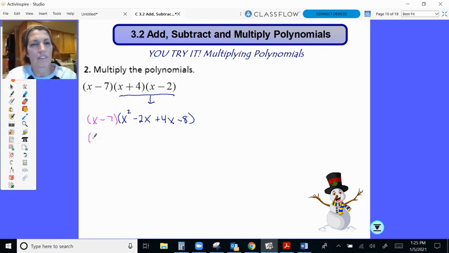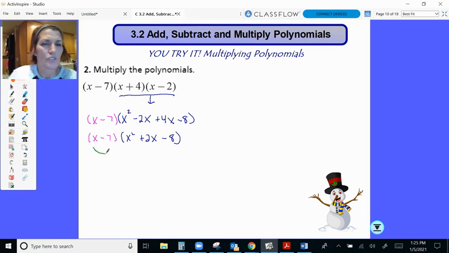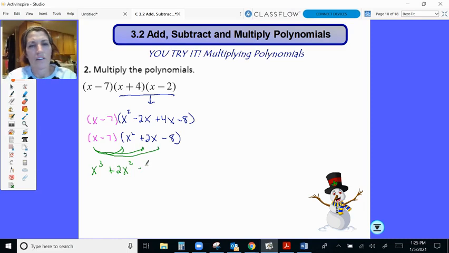Keep my x minus 7 out there. And then I will simplify this: x squared plus 2x minus 8. Okay, then I'm going to go ahead and distribute: x cubed plus 2x squared minus 8x.